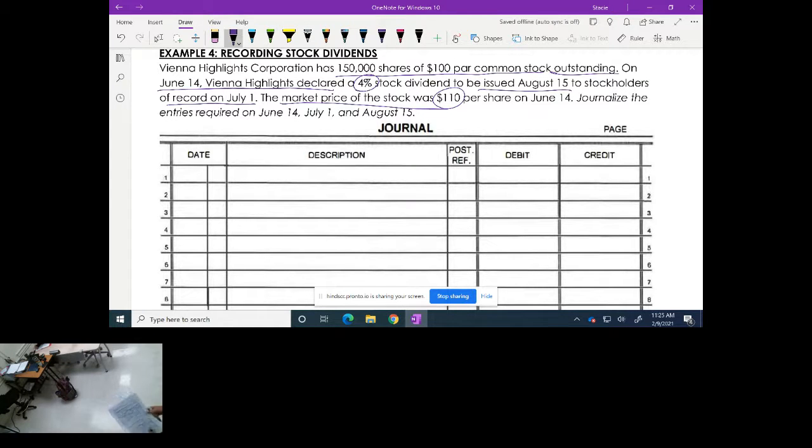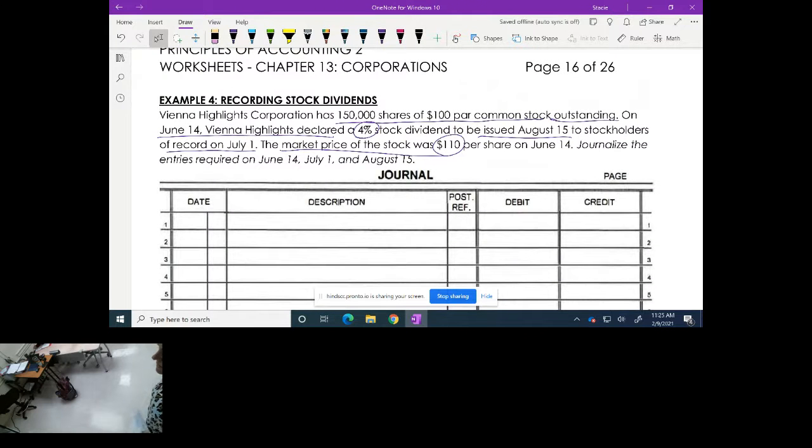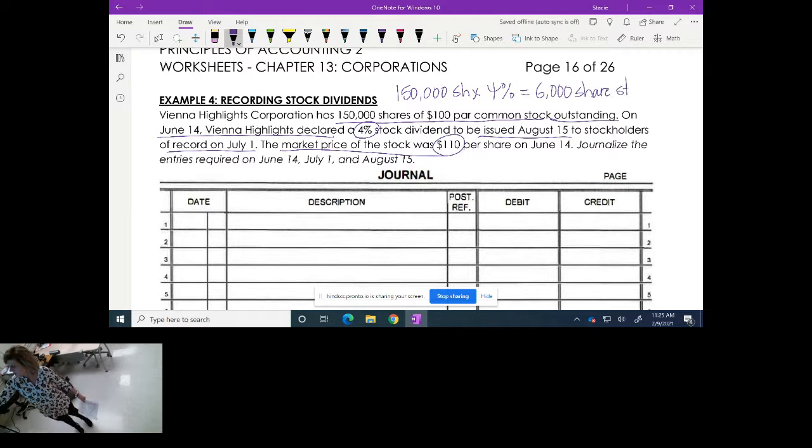All right, so we're going to journalize the entries. June 14, July 1, August 15. So on this first date, well, first of all, let's figure out how much is the stock dividend? They have a total of 150,000 shares times 4%. So how many shares is that? 6,000. Okay, so it's a 6,000 share stock dividend.